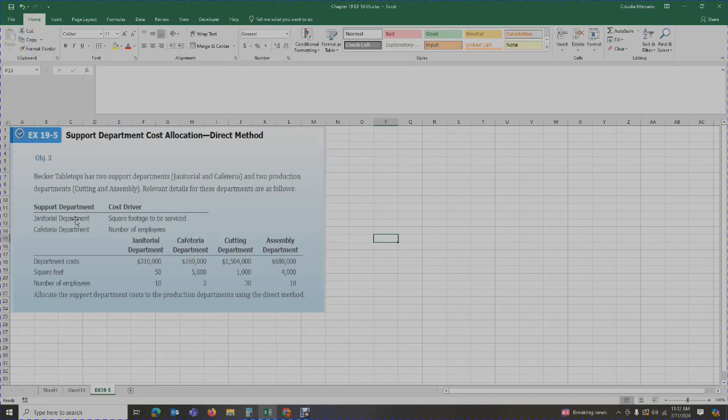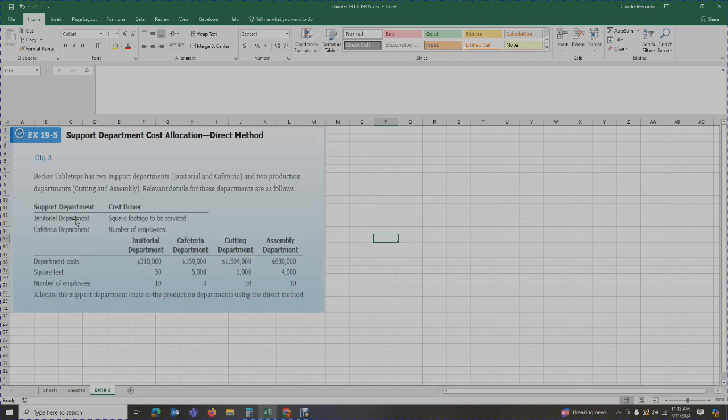Those two are the support departments that are providing support to the production departments, which are the cutting and assembly departments. We have the department cost, the square feet for each of those departments, the number of employees. Using the information provided, we are going to allocate the support department cost to the production department using the direct method.